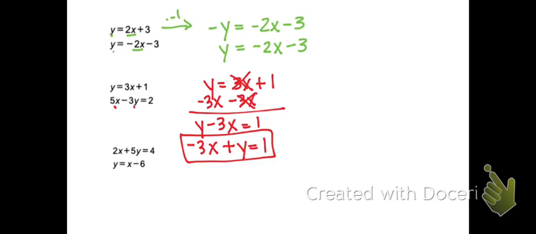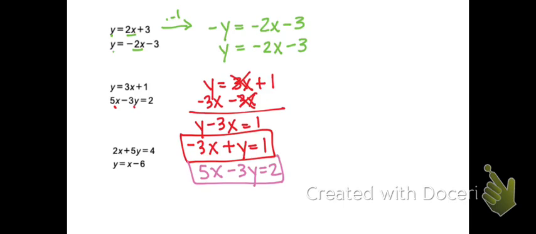So if we compare that to the second equation, 5x minus 3y equals 2, they're definitely not the same equation. The x's and the y's aren't the same. Is there anything I can multiply one equation by to make it equal the second one? No. So this one would be one solution.